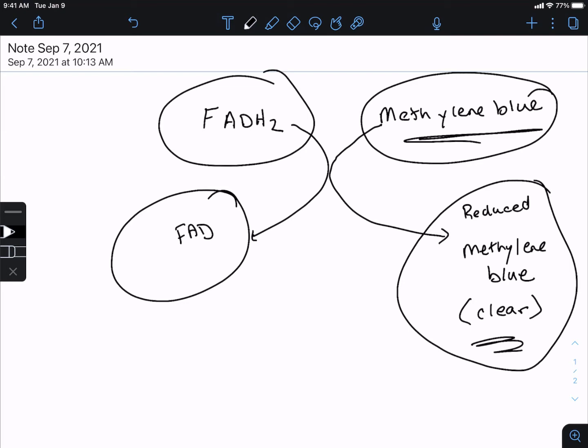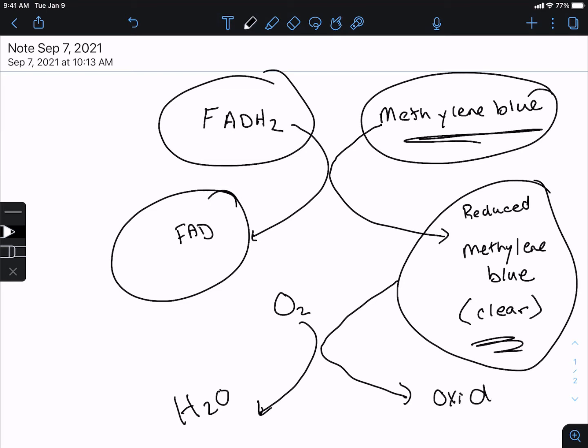Interestingly enough, oxygen will encounter our reduced form of methylene blue and turn it back into our oxidized form, which happens to be blue. I ran out of room, so we're just scribbling that in. And oxygen restores the color, so keep that in mind when you're shaking your tube. Store that away in your memory, because once you do this experiment, it will become clear.